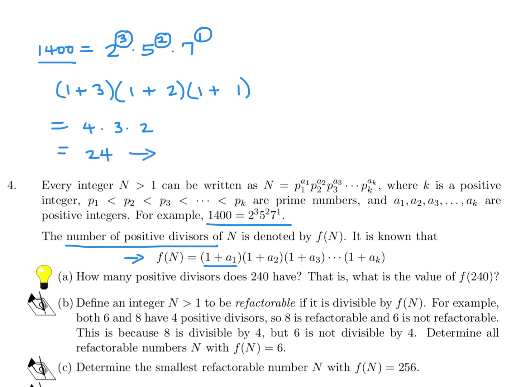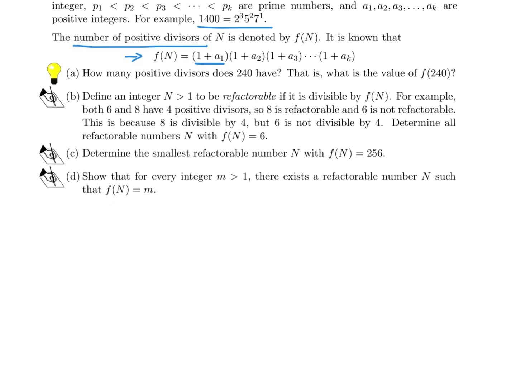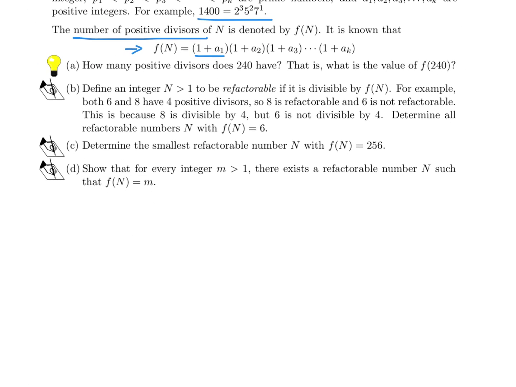Now, you could have done that manually, but that obviously takes a long time. And if this number was bigger, it would take forever. So when you have this system, it makes it more efficient in terms of time. So now we've got to do the same thing for 240 here.